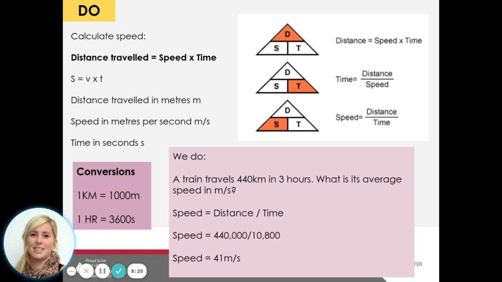So we have to be aware of our units. And if you were given a question where it said something travels 3 kilometers, well, 3 kilometers is 3,000 meters.